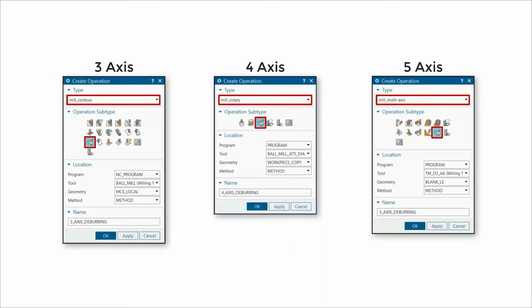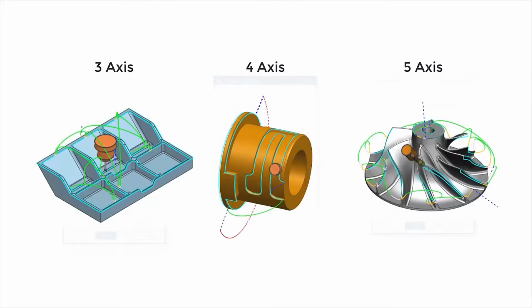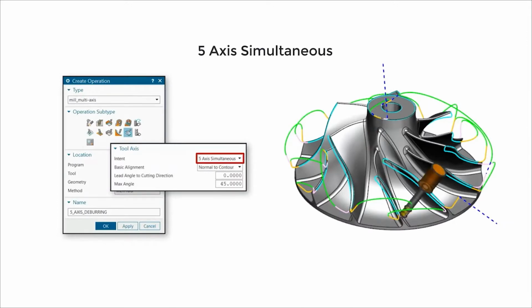Multi-axis deburring enables you to create 3, 4, and 5-axis edge deburring operations where chamfers and fillets are not modeled. It supports faster part programming by automatically detecting edges and tilting the tool axis based on user intent to provide safe and efficient tool paths. Multi-axis deburring supports ball and spherical tools. Use 5-axis simultaneous to deburr edges and transition simultaneously in 5 axes.